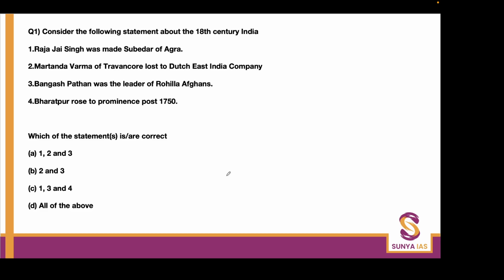So the very first question: consider the following statements about 18th century India. Raja Jai Singh was made the Subedar of Agra. Martanda Varma of Travancore lost to Dutch East India Company. Bangash Pathan was the leader of Rohilla Afghans, and Bharatpur rose to prominence post 1750. Now, this whole topic has been covered in great detail in your old NCERT and also in your new NCERT. It totally depends on you from where you have to read it.